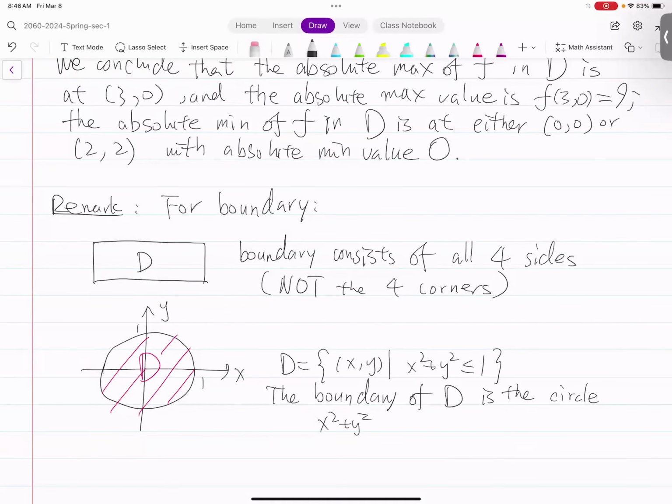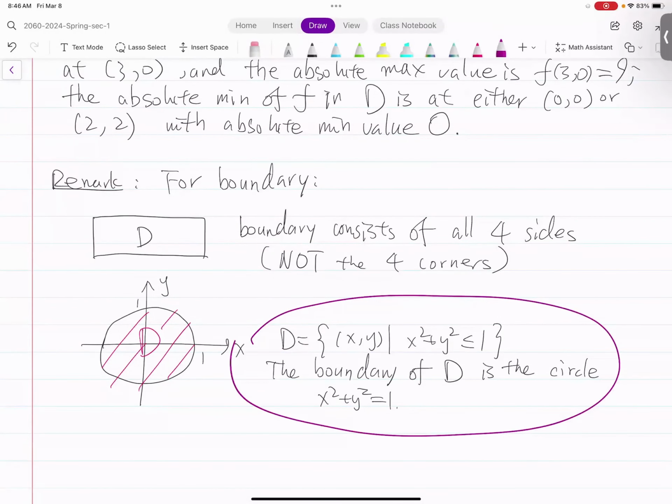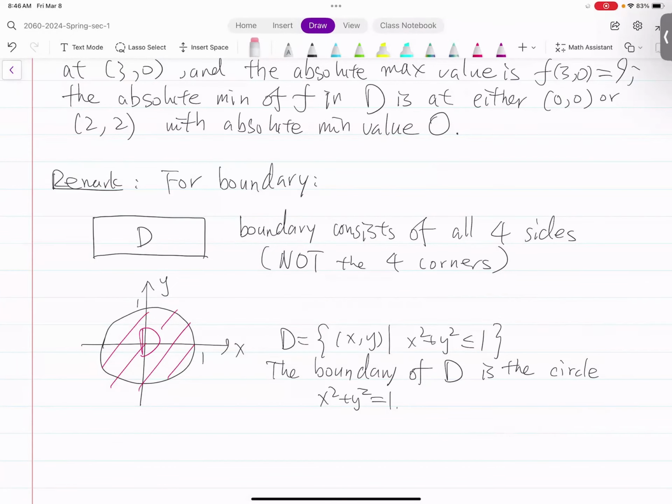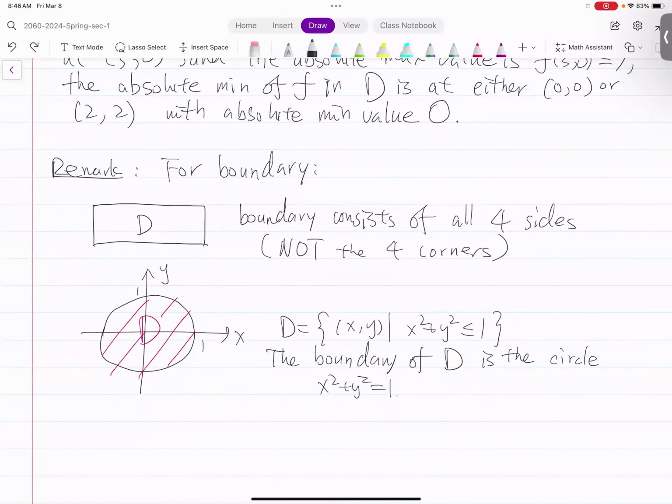x squared plus y squared equals 1. So this is definitely beyond the context of our section right here. But basically, when we have a boundary as a circle, then you are studying the function on the circle. Okay, so that's going to be a constraint. So this is what we're going to study in the coming section, which is about constrained optimization. Okay. Now, another remark.